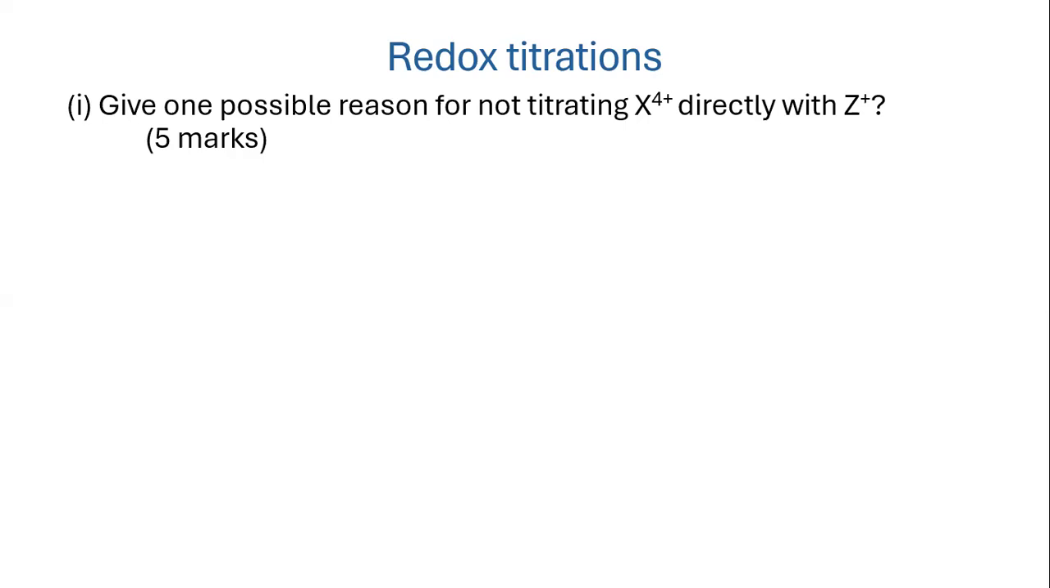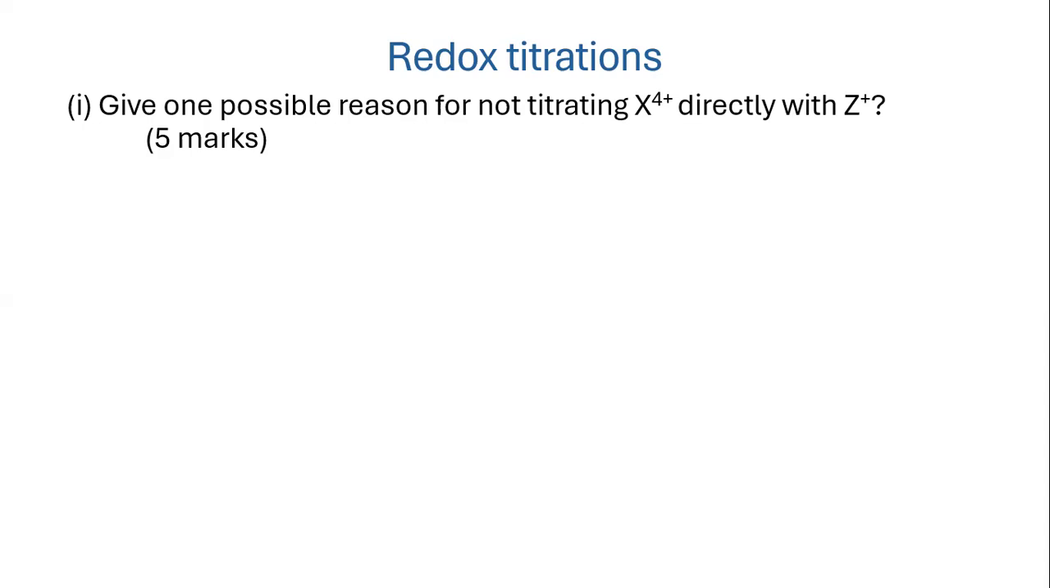You just added Z plus to the flask and waited. Why didn't you do a titration? What are the answers? The reaction can maybe be slow, madam. The reaction is slow. What else? There is no suitable indicator. Very good. There is no suitable indicator. Can you say that it's not feasible? No, madam. No, it's feasible.